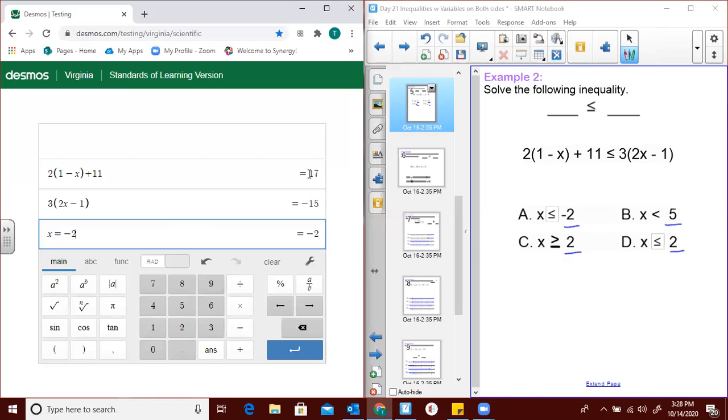And you can see that my left-hand side is 17. My right-hand side is -15. They are not equal. So let me try 5. I get 3 and 27, not equal. Let me try 2. I get 9 for both. So A and B are out. So now I'm looking at C and D.